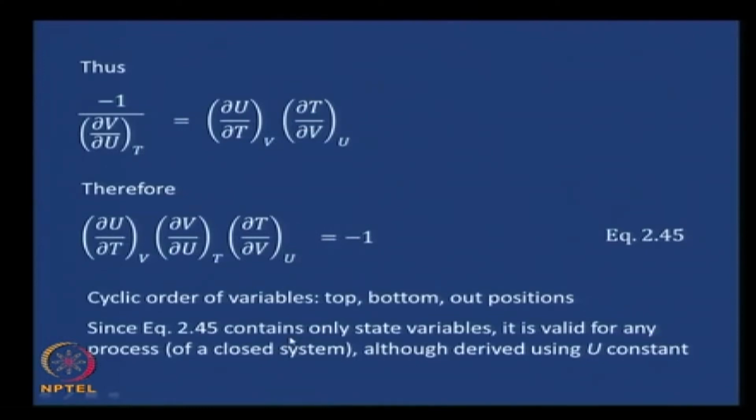It's formally said here: since 245 contains only state variables, it is valid for any process of a closed system. We are considering only closed systems now, although it was derived using U to be constant. And this is not the only cyclic transformation that can be written. We can write cyclic transformations for many different sets of variables. It can be easily proved, as you will do yourself in the example that follows.